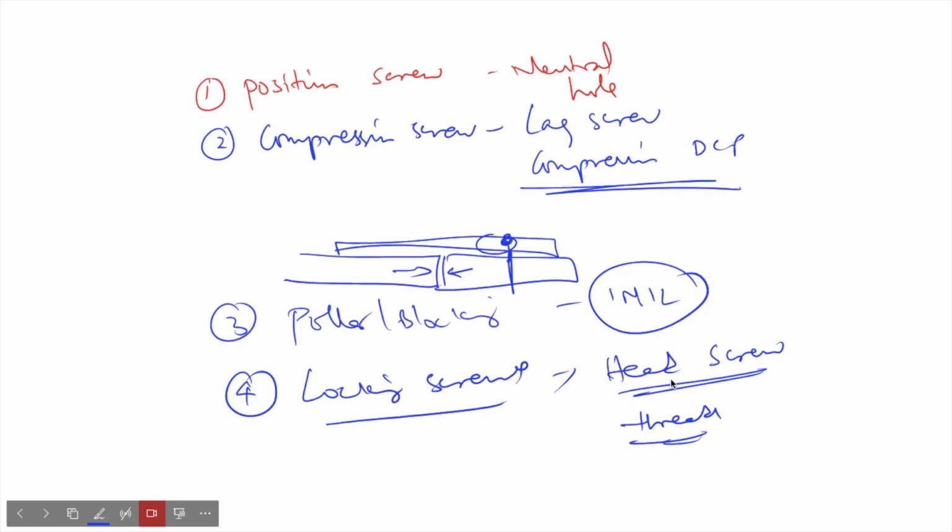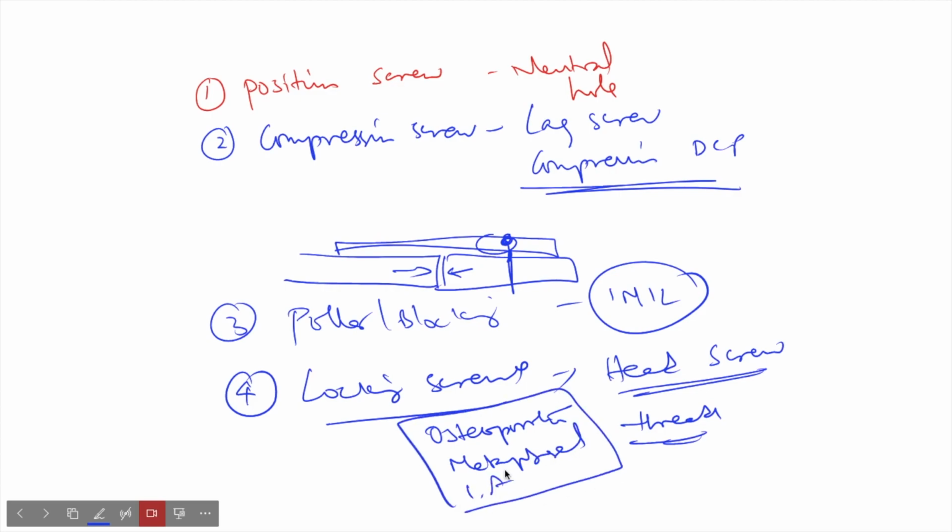Whereas if the fracture does not unite, the whole of the plate and the screw construct come off as a whole. This is basically used in osteoporotic fractures, in metaphyseal injuries, and in some of the intra-articular fractures as well. So this locking screw principle or mechanism is used in these conditions.